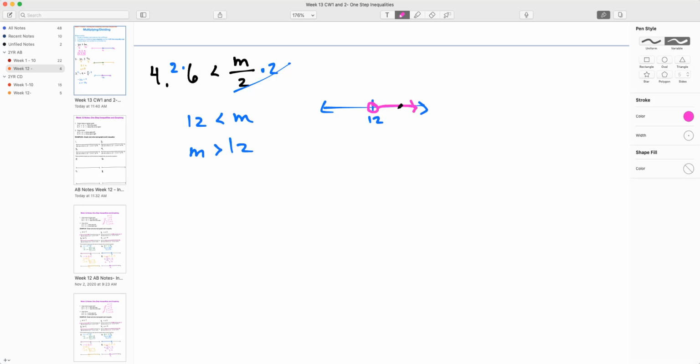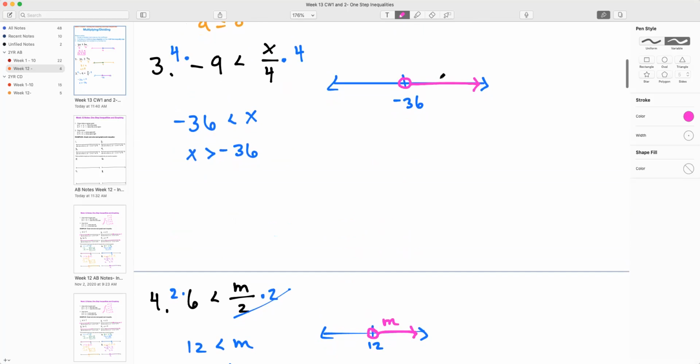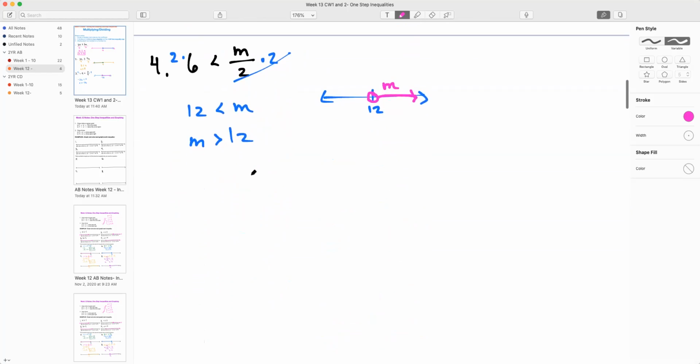This pink arrow really represents what m is. In this case, this represents what x was. So it's very important that you see that.